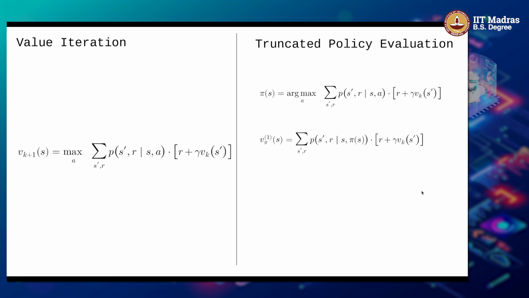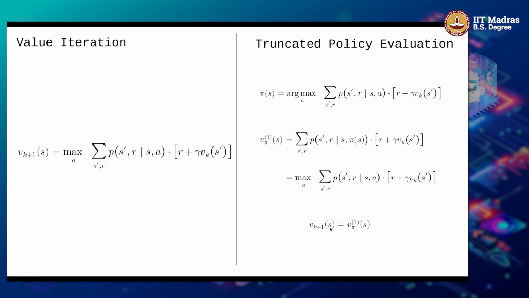Now this is nothing but max over a of this expression. Why is this? This is how pi of s was obtained, right? You did an argmax over a of this expression to get pi of s. Now you are substituting that same pi of s here, same Vk here. So this is nothing but max over a of the same expression. Now this is one round of policy evaluation. What you now do is you make this Vk plus 1 of s. Therefore, you end up with this update rule, Vk plus 1 of s as max over a of this expression.